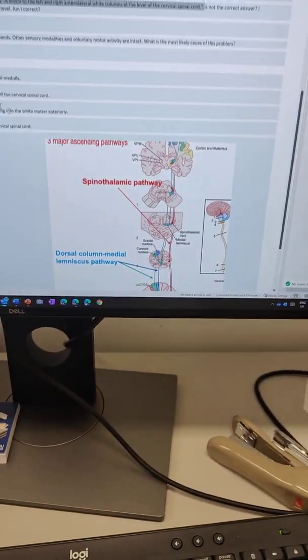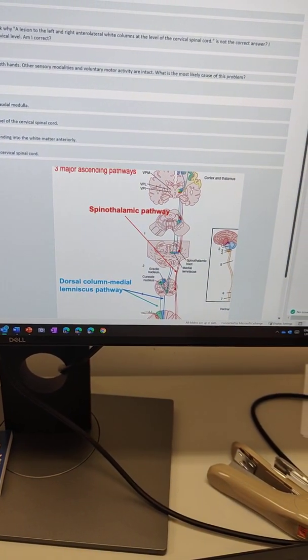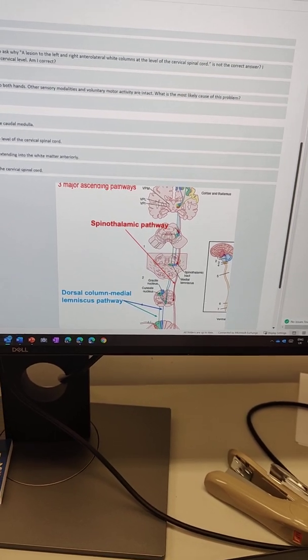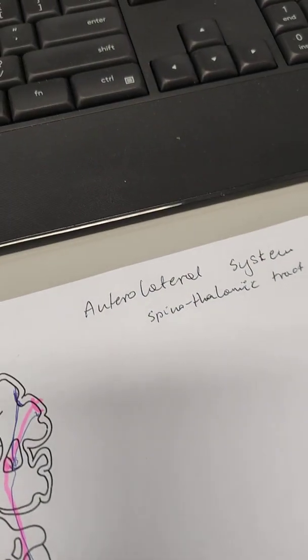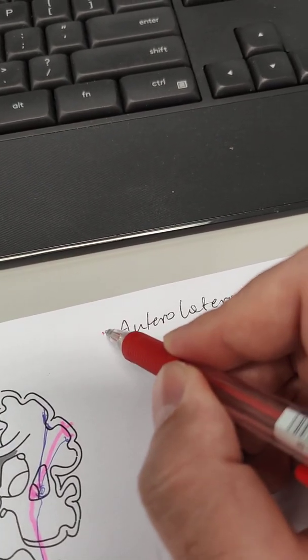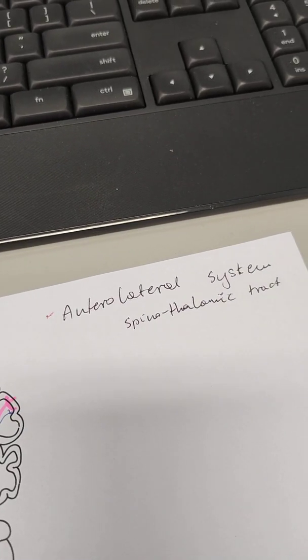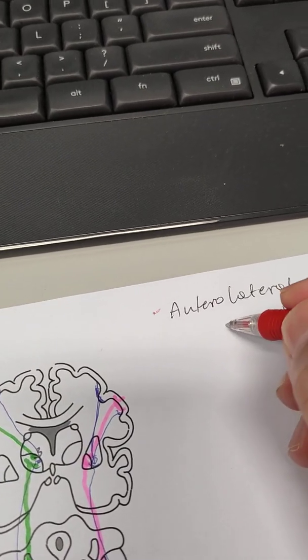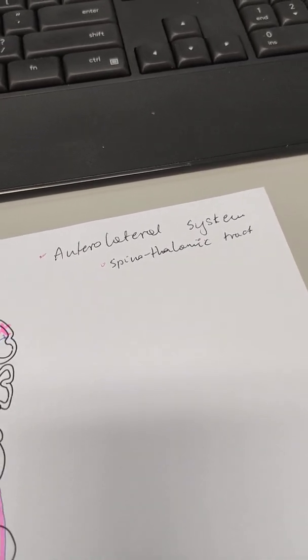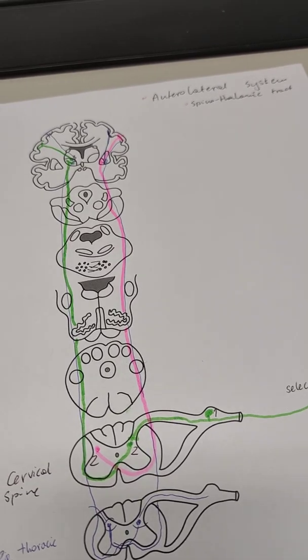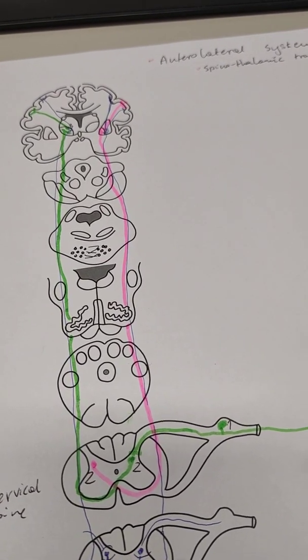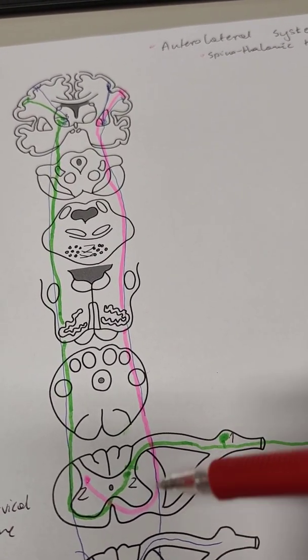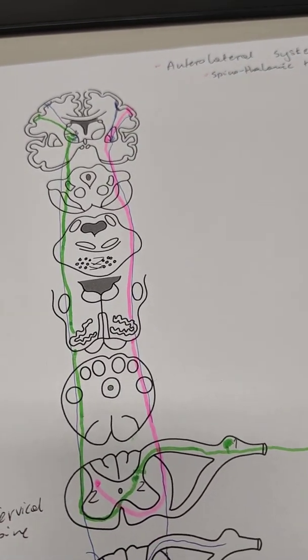So take a look at our patient. The patient presents with selective loss of pain and temperature. And when we're thinking about pain and temperature, we always have to think about the anterolateral system. The most important example of this anterolateral system is the spinothalamic tract. And in here, I've got the tract in both the green and the pink on this diagram.